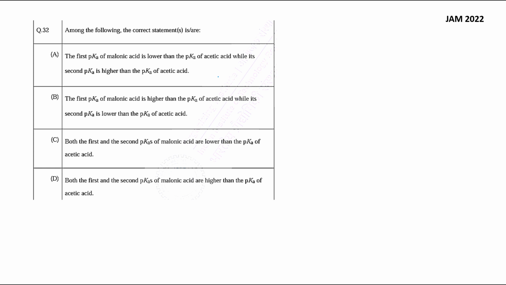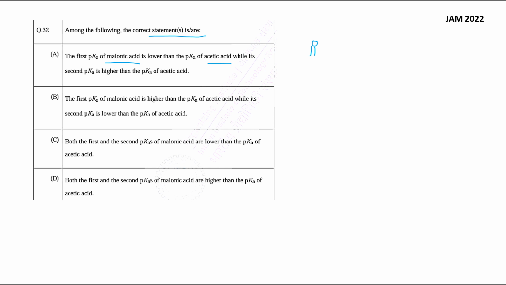Here again more than one answer may be correct. It is related to malonic acid and acetic acid. If you read all the statements, in all of them there is mention of malonic acid and acetic acid. So, first: pK of malonic acid is lower than pK of acetic acid. So we have to know the structure of malonic acid, otherwise how will we solve it.